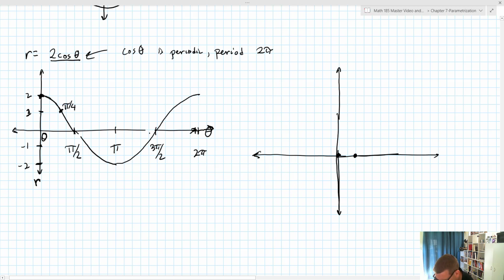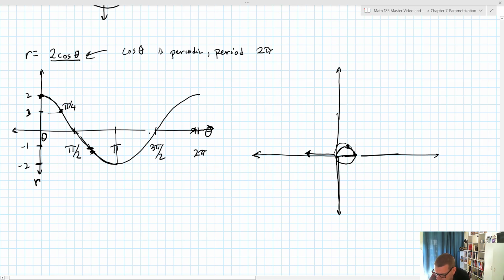And then when I go to pi over 4, I can see that my r is 1. So there's pi over 4 and it's 1. When I'm at pi over 2, we're at 0. When I go down to 3 pi over 4, I'm now at negative 1. So we're moving down this way. And now when I get down to pi, I'm at negative 2. Which is kind of interesting, because here's the pi direction, but it's negative 2, so it's actually got to swing backwards.